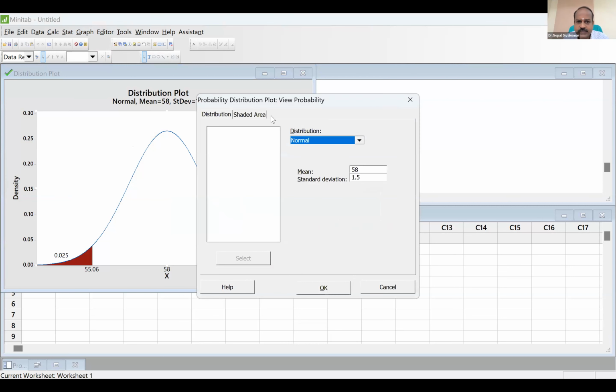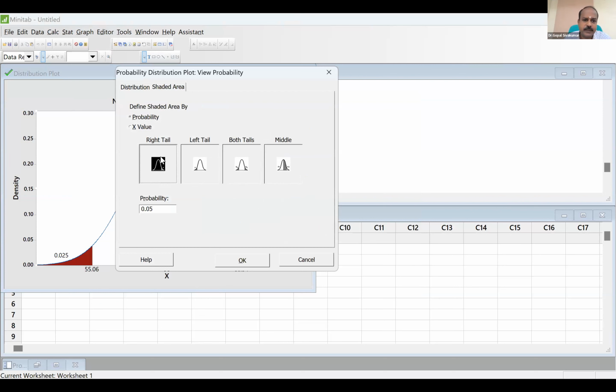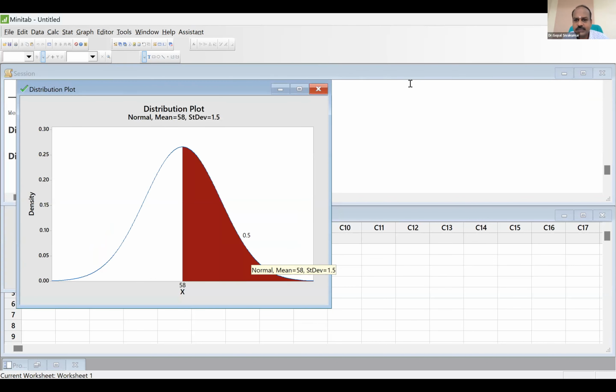Okay. Now everything is here, shaded area. Now I want to find the probability for a particular average. Let's say the batting average is 58. What I'm trying to find here is, see here, right tail, I've made it right tail. Can you see? Right tail means I am concerned about the upward movement of the batting average. So what is the probability for the batting average to be 58 and above? I'm giving okay. And now tell me, what did you see in my graph now? 0.5. 5%.